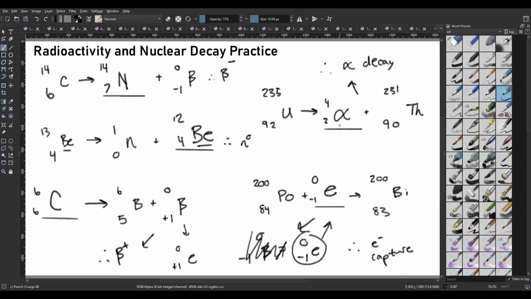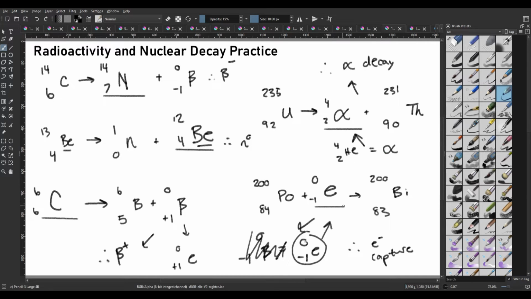Over here we have alpha decay. We have uranium-235 decaying into thorium-231, and that is by alpha decay. So we have a helium-4 nucleus being ejected here, or the alpha particle. Again, with just the Greek letter alpha. And that is alpha decay.